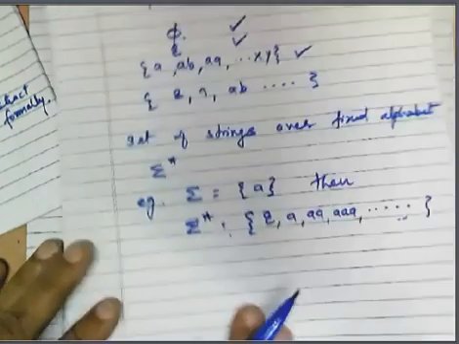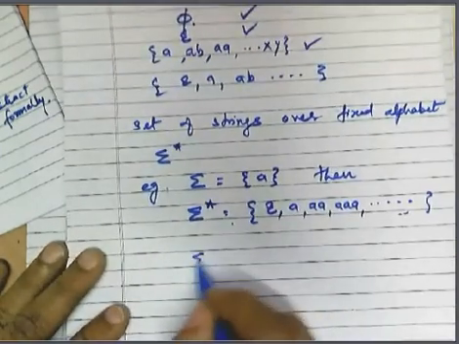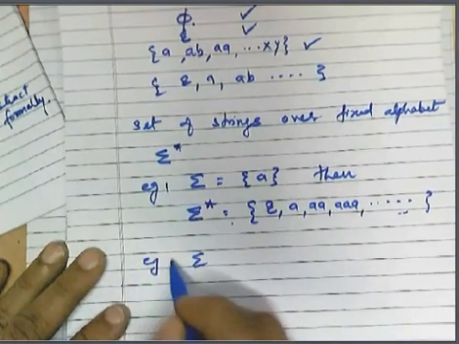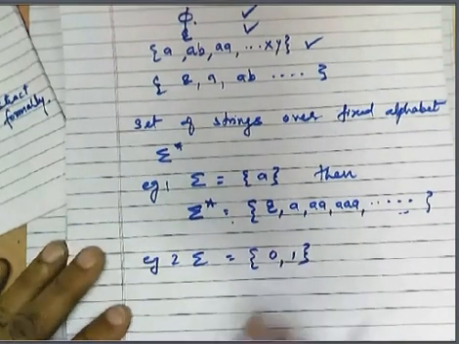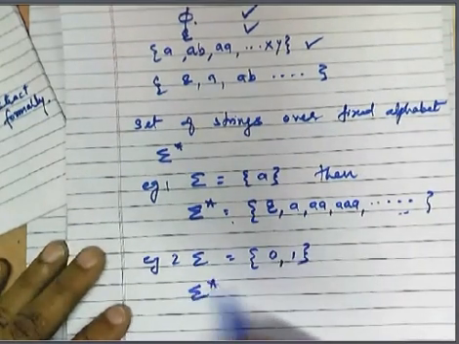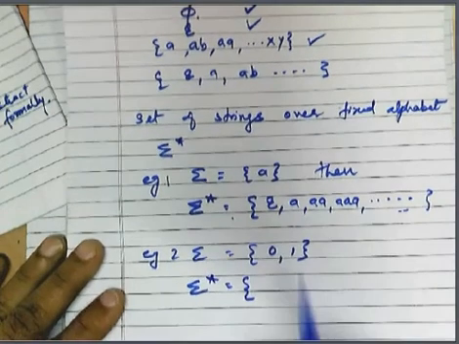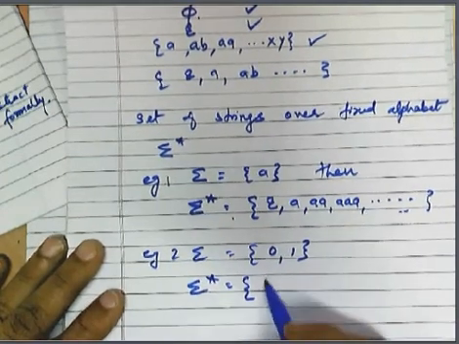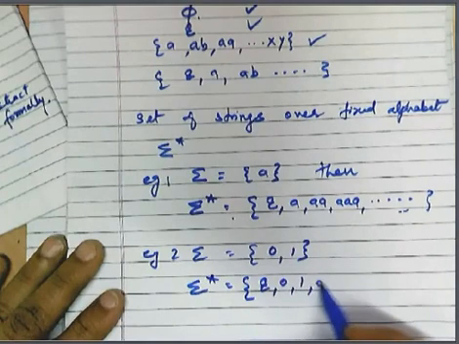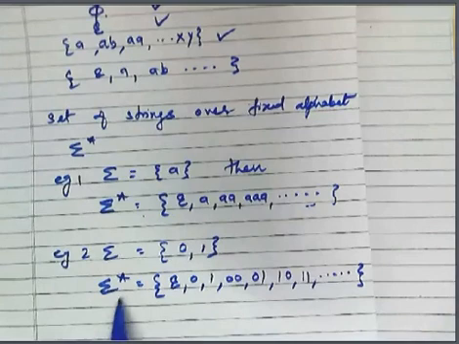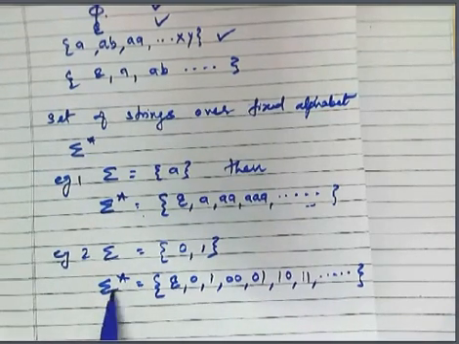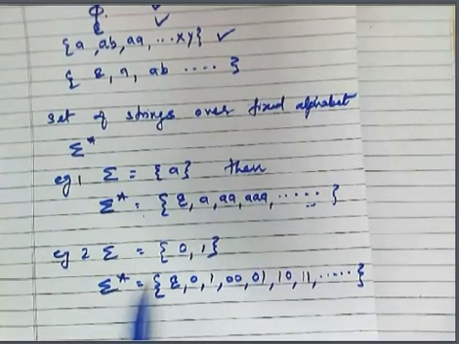Similarly, I can take another example, where the alphabet has 0 and 1, only these two symbols. Then I can form an infinite language over this alphabet as empty, 0, 1, 00, 01, 10, 11, and so on. So it is infinite, and it will be denoted like this. It is again a closure of this set, and we can say this is representing a language over this alphabet.